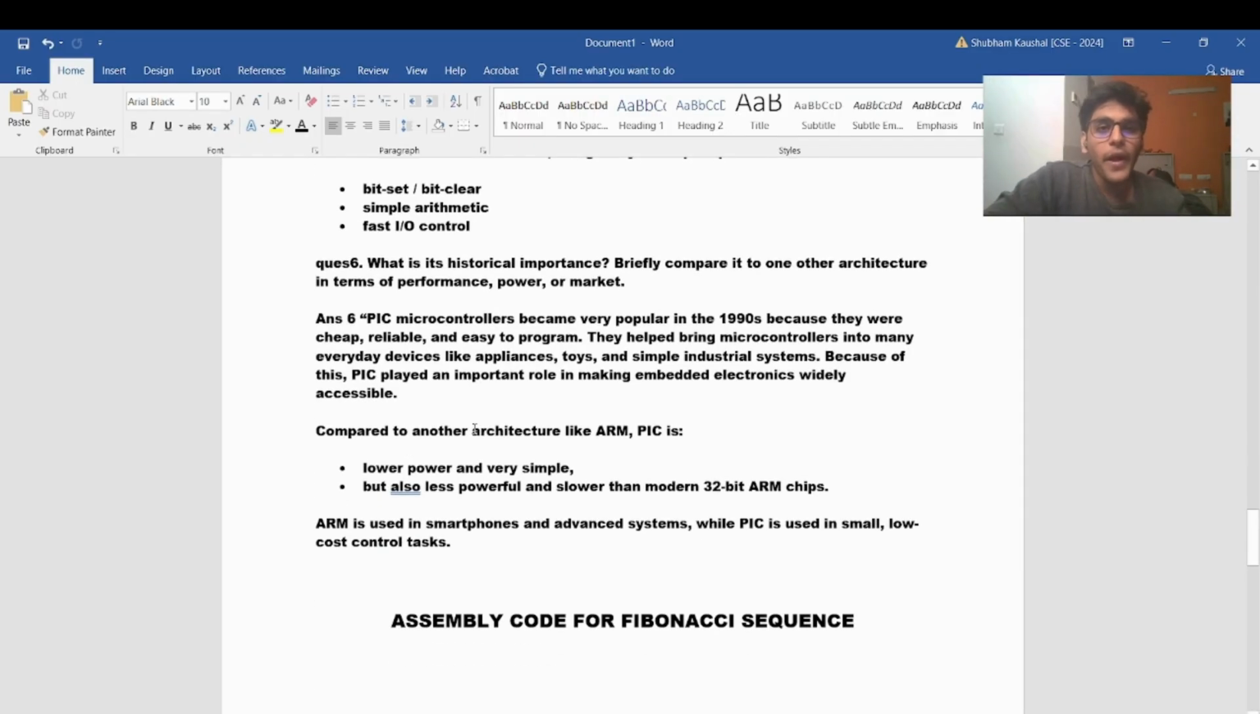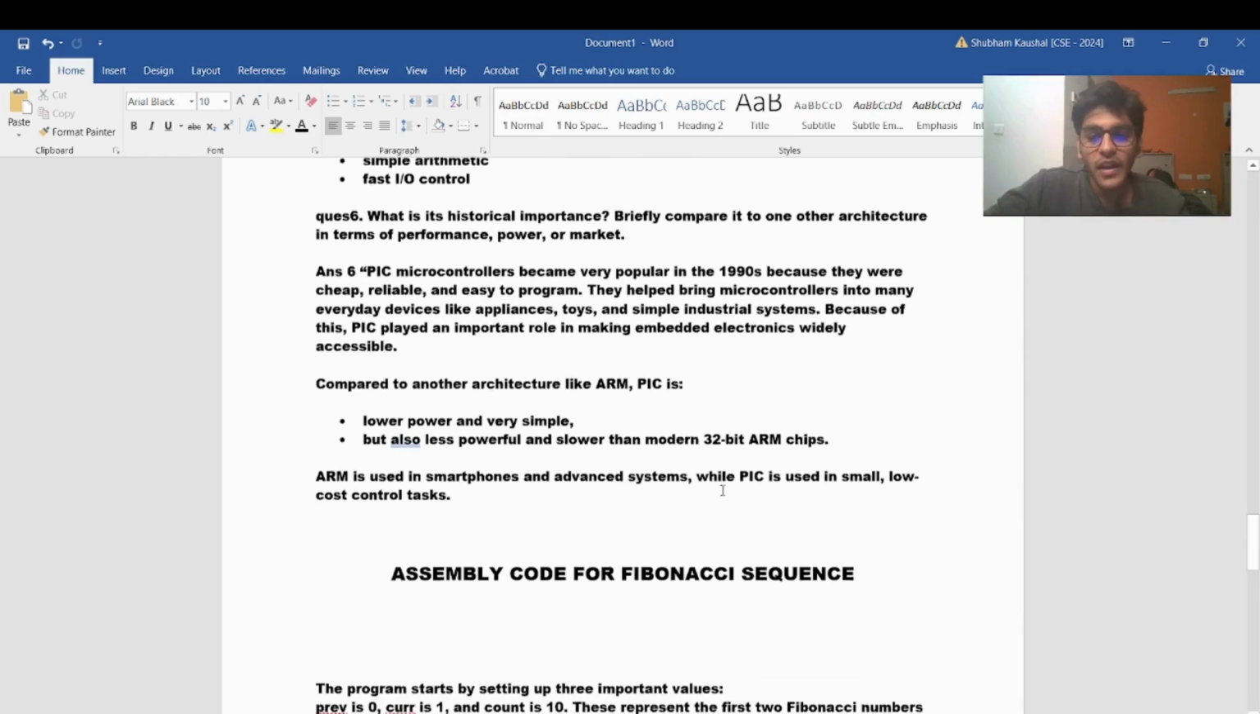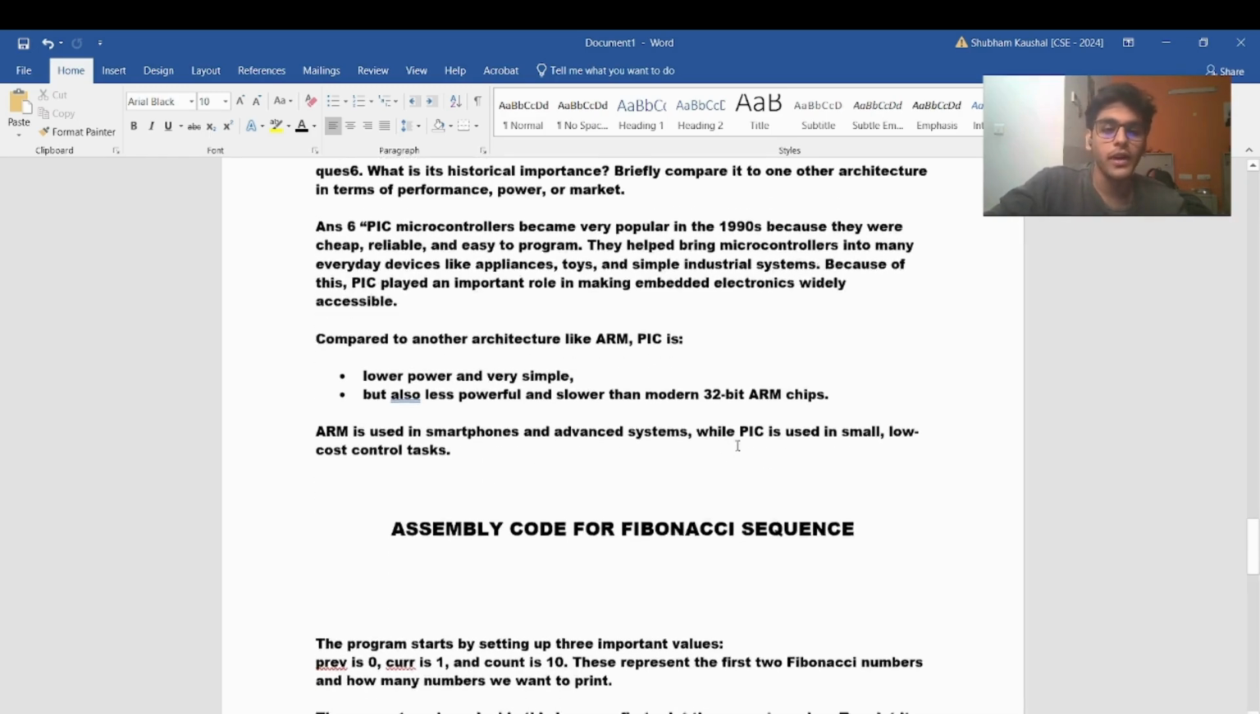Compared to another architecture like ARM, they are much simpler. They have lower power as well, and they are much slower as well, because the ARMs of the current time are used in smartphones, so they are very useful in fast processing. The PICs are used for fast processing, but not very complicated, complex processing. So that's why the PIC is used in small, low-cost control.